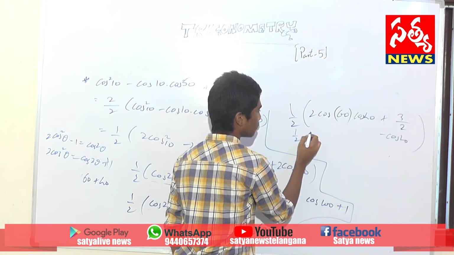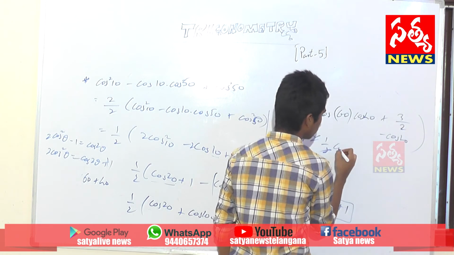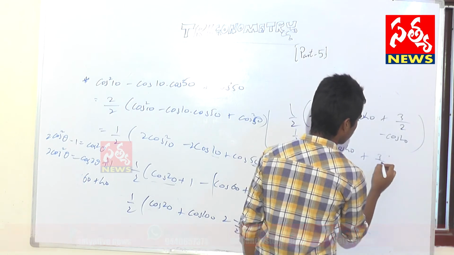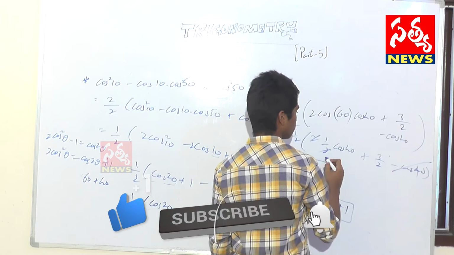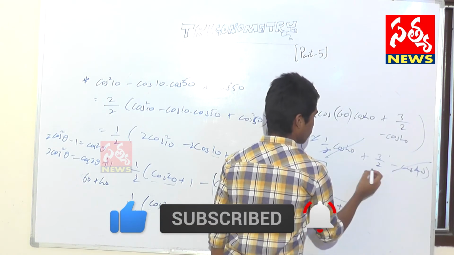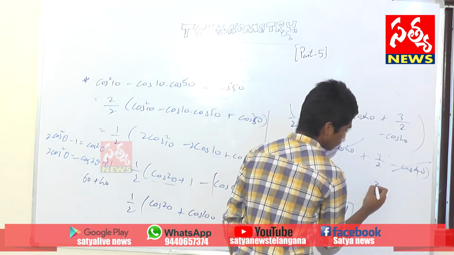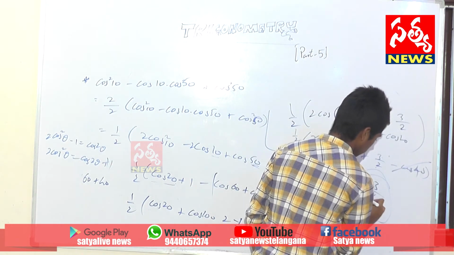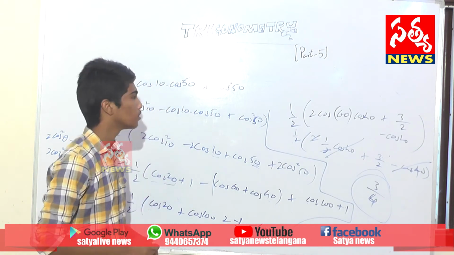So here 1 by 2 into cos 60 is 1 by 2, 2 2 gets cancelled, cos 40 plus 3 by 2 minus cos 40. Cos 40 plus minus cos 40 gets cancelled, and at last we get 3 by 2 into 1 by 2, 3 by 4 is our answer. Hope you got it.